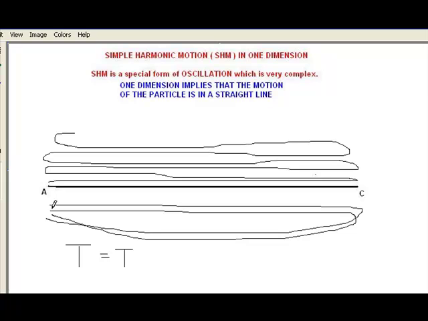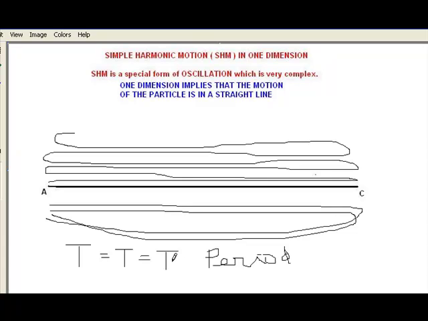Now, after each cycle, that means it covers this entire path from A to C and back to A in equal intervals of time. Now, this t seconds, which is required for the particle to complete one cycle, is called a period. It's called a time period, and it is denoted by T. Now, all oscillations do not possess this property.